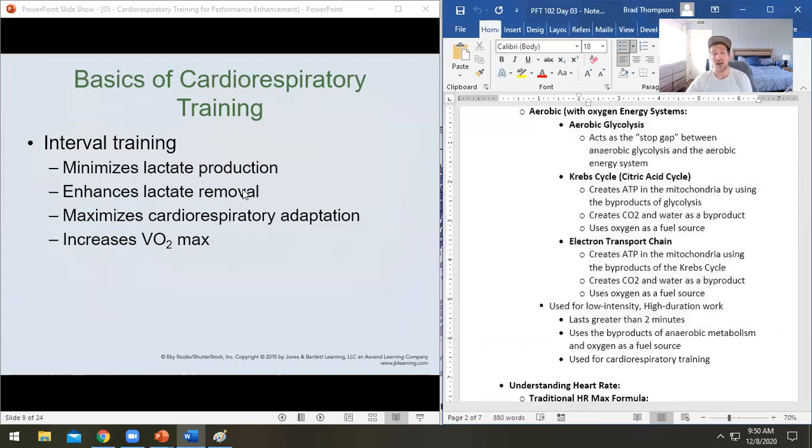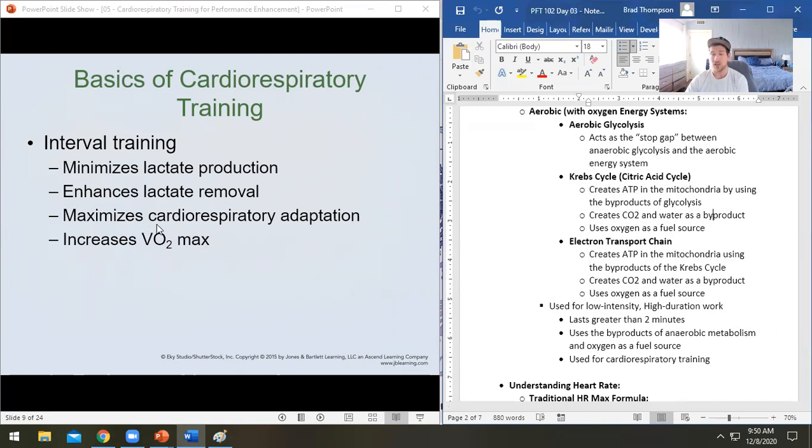So that's going to minimize your lactic acid production while enhancing your lactic acid removal. You're going to teach your body how to get better at pulling that lactic acid out of your bloodstream so that it doesn't make you sick, so that it doesn't continue to make you burn. You're going to enhance your ability to deal with this lactic acid.